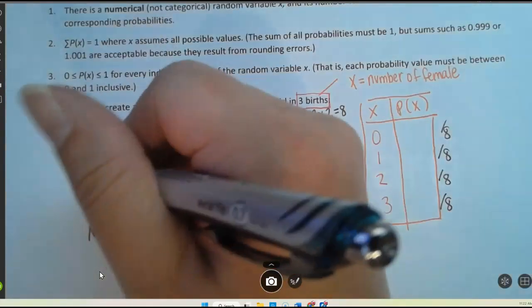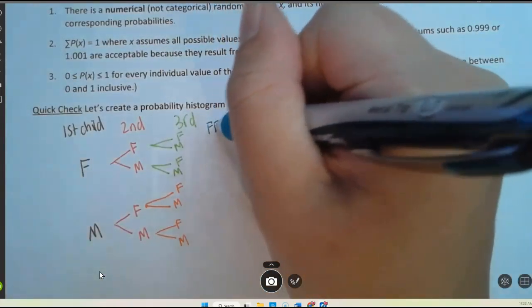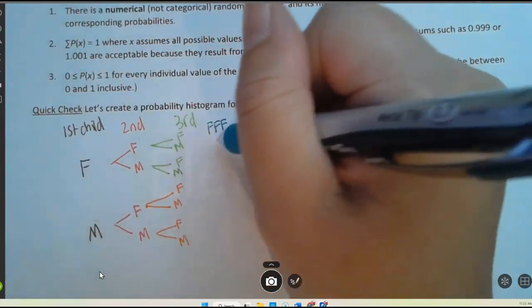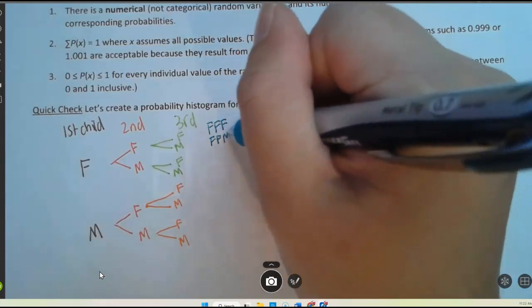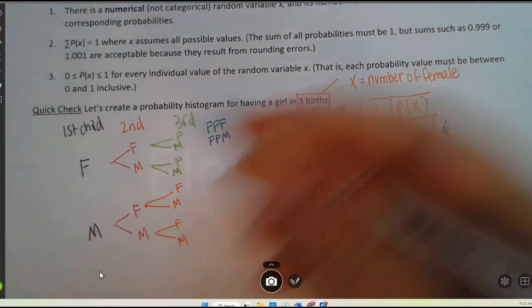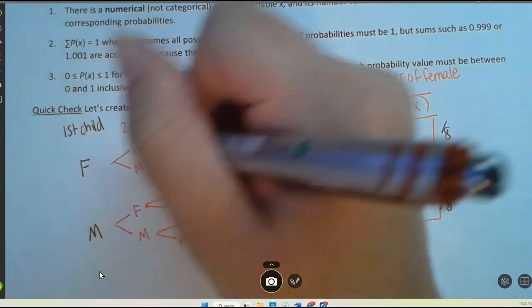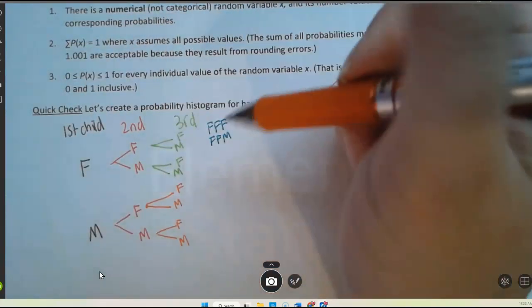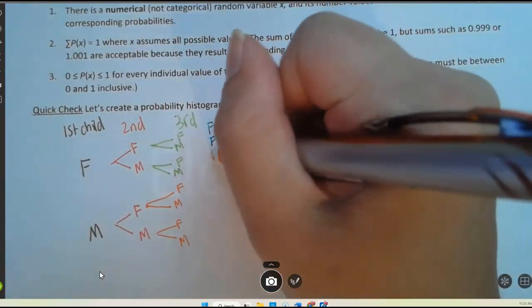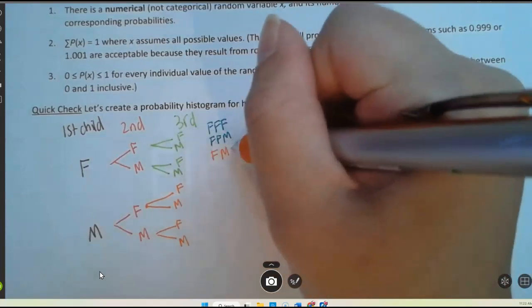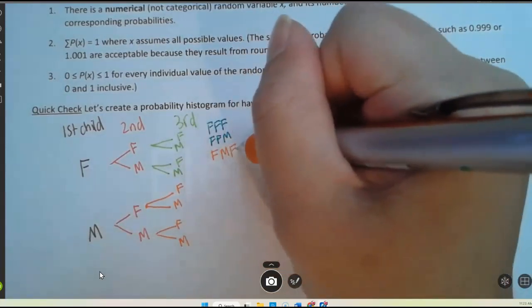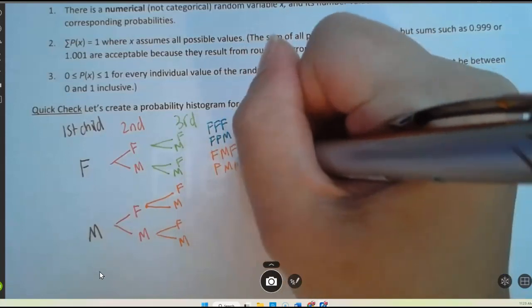So this first family would be female, female, female. The next family would be female, female, male. So that would be all the families that had 2 females first. Then this would represent the families that had a female and then a male. So female, male, female, female, male, male.